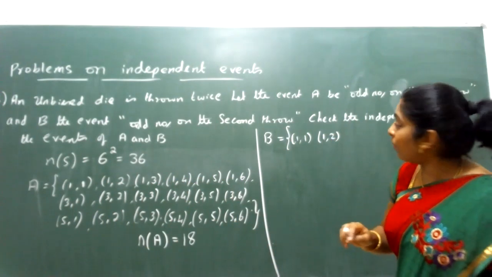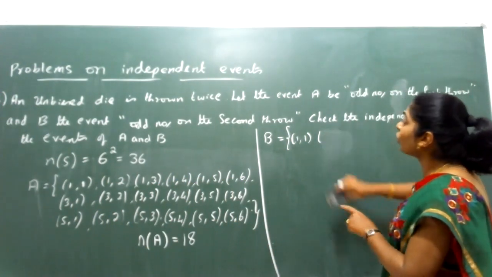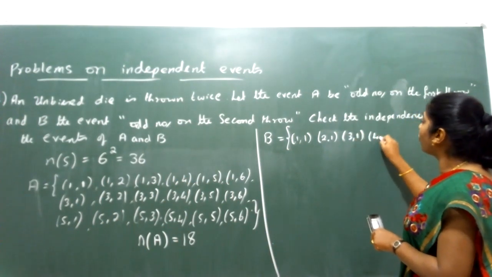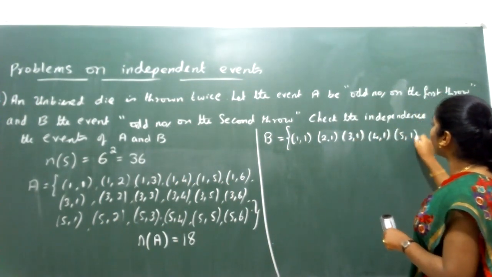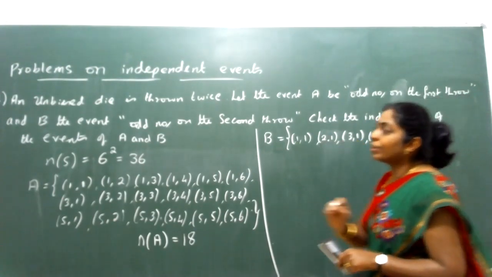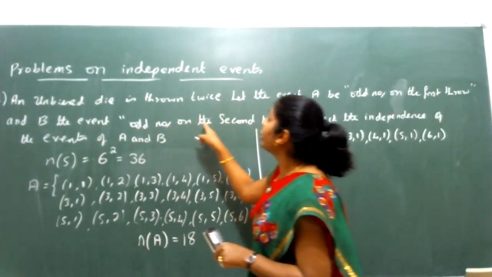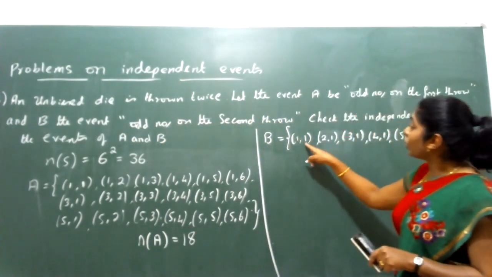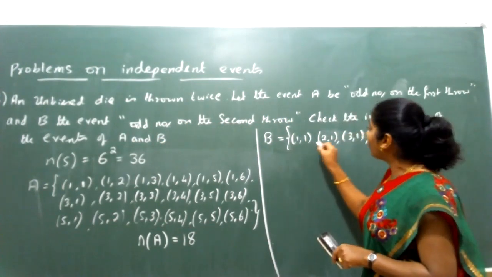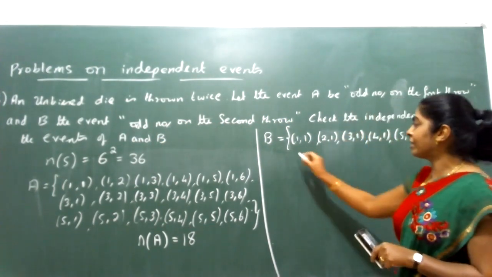Sorry. 1 comma 1, 2 comma 1, 3 comma 1, 4 comma 1, 5 comma 1 and 6 comma 1. Can I say this? Here you can see that the odd number should be on the second row. I have retained it as 1, the first odd number, and on the first row, I have taken all the 6 cases.